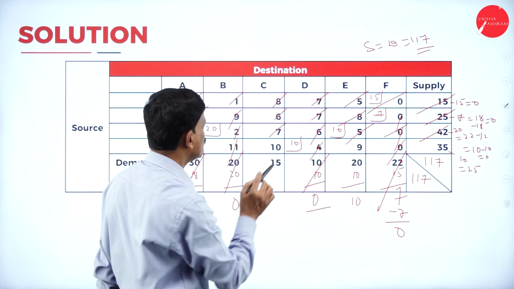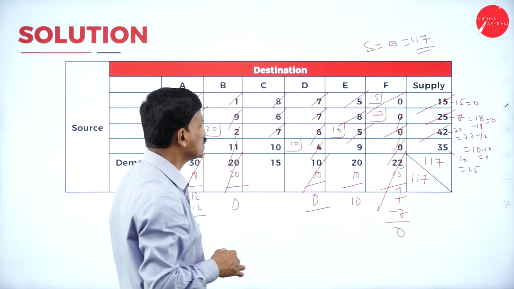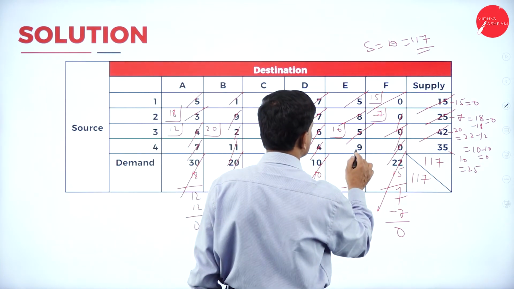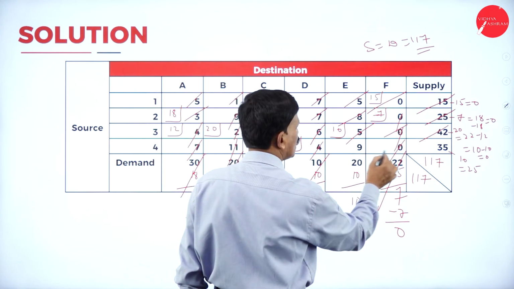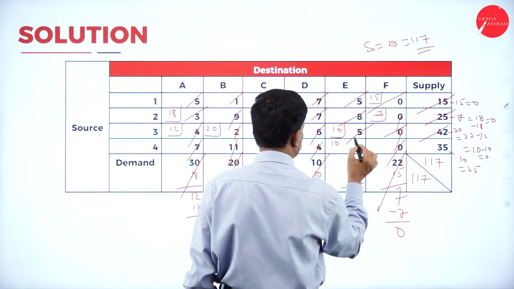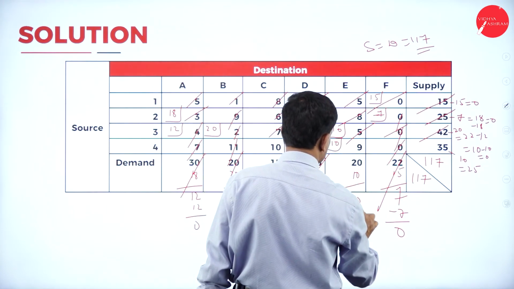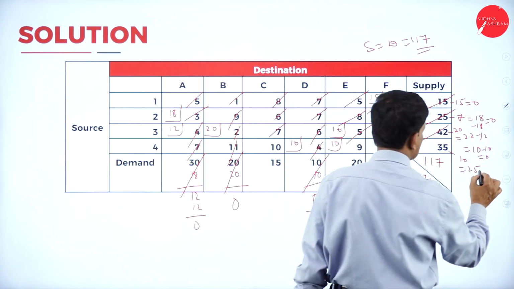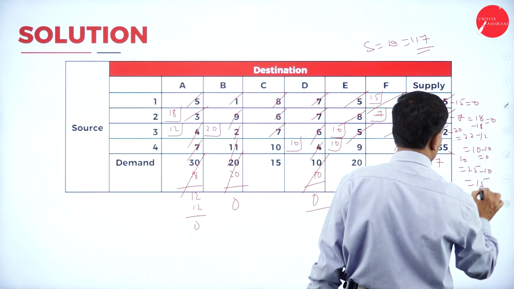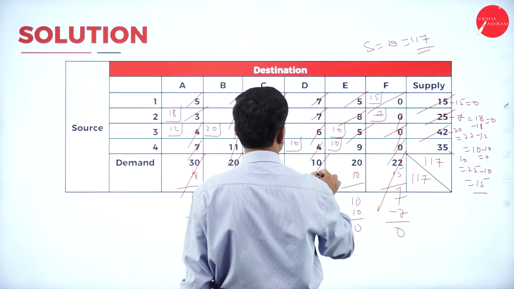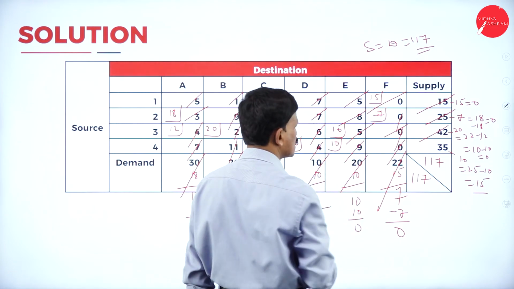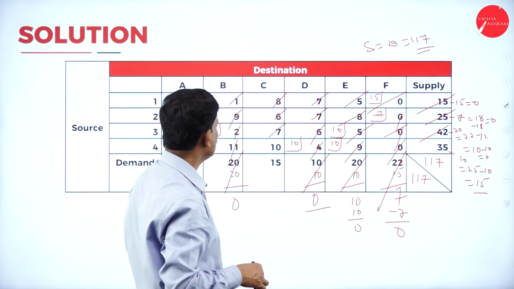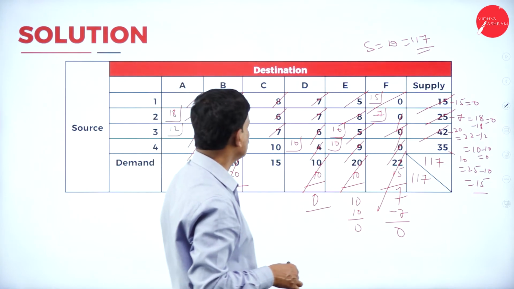Now, the last elements we have are 9 and 10. What is the least value? The least value is 9. For this 9, the demand is 10 and the supply is 25. We can allocate 10 here. So 10 minus 10 becomes 0, and 25 minus 10 becomes 15. Once this becomes 0, we can cancel this also. This is also cancelled.